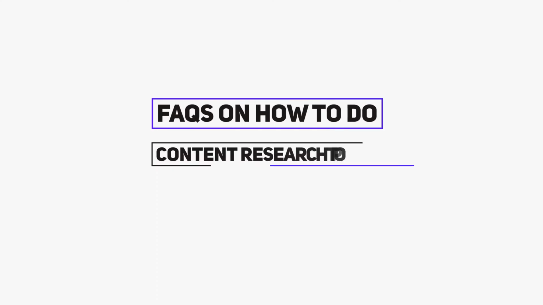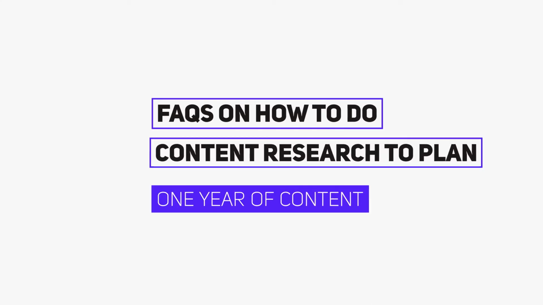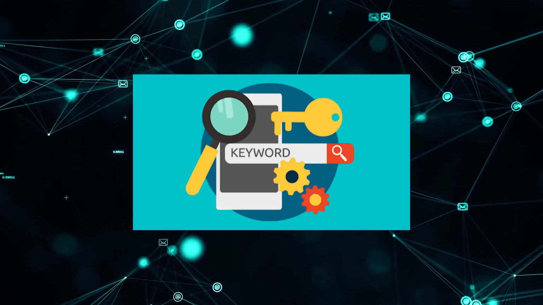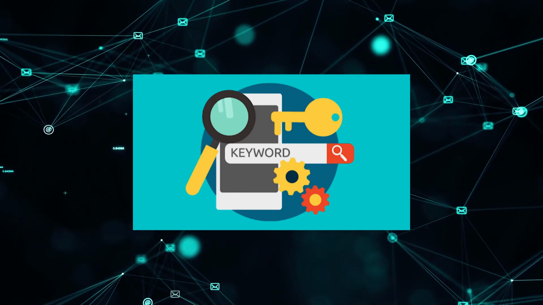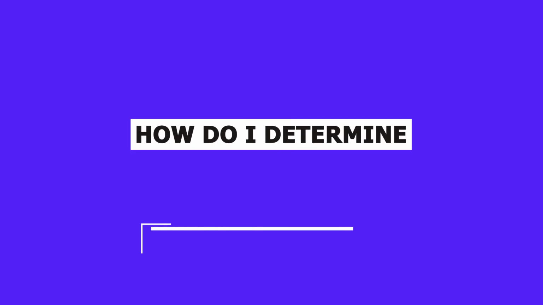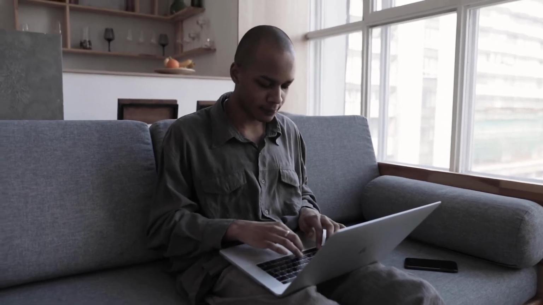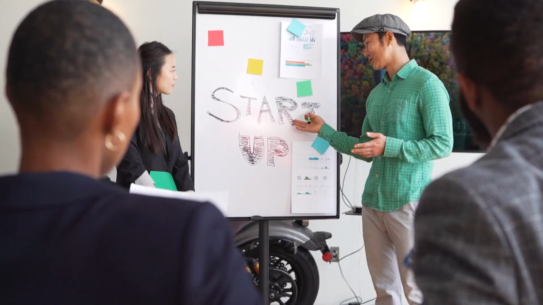FAQs on how to do content research to plan 1 year of content. Now is the time to answer some of the most common questions I receive about content research and content planning. How do I determine what to write about? The first step in content research is to determine your topic areas. You can brainstorm a list of topics that are relevant to your audience, or you can use keyword research to determine the topics your audience is searching for online.